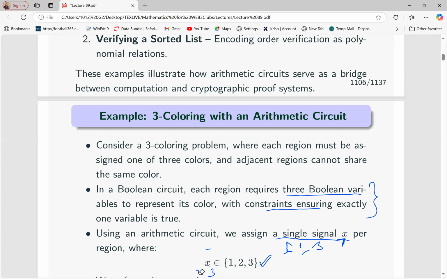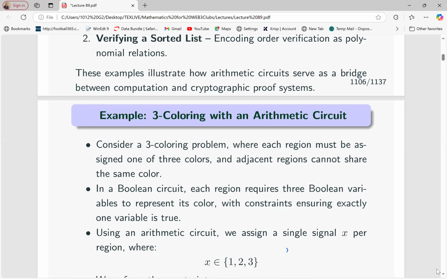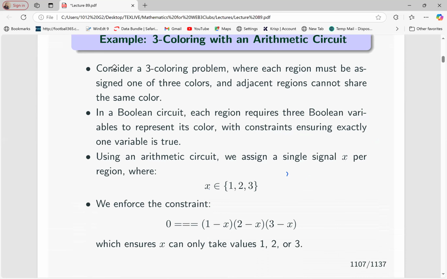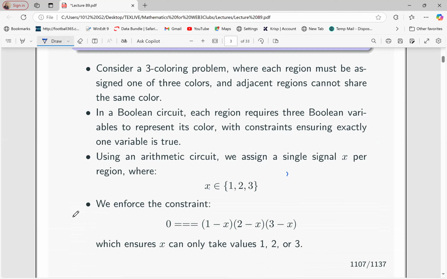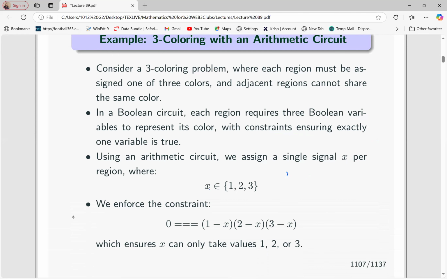You'll see how we'll be able to assign these colors and, of course, shade each of the regions differently if they're neighboring. Now, the circuit, or the constraint: we've assigned the colors 1, 2, 3, so we would come up with this equation: 1 minus x multiplied by 2 minus x multiplied by 3 minus x should give us 0. And x is either 1, 2, or 3.